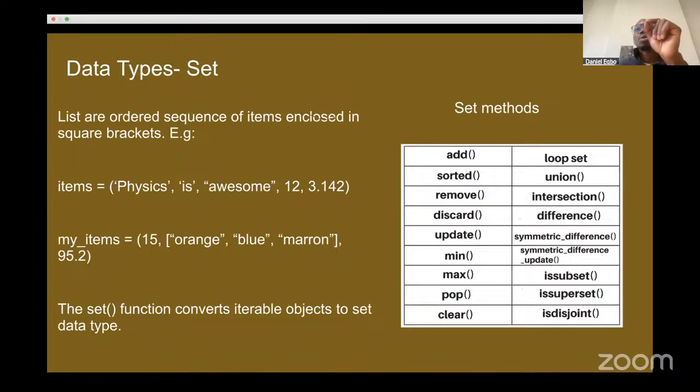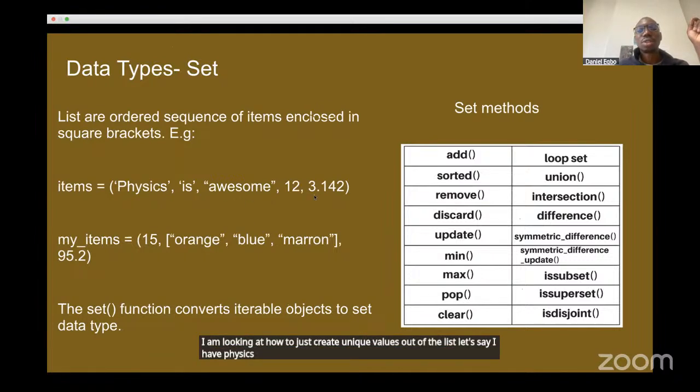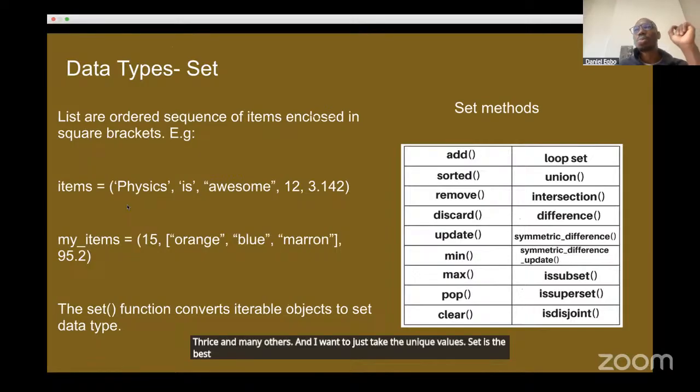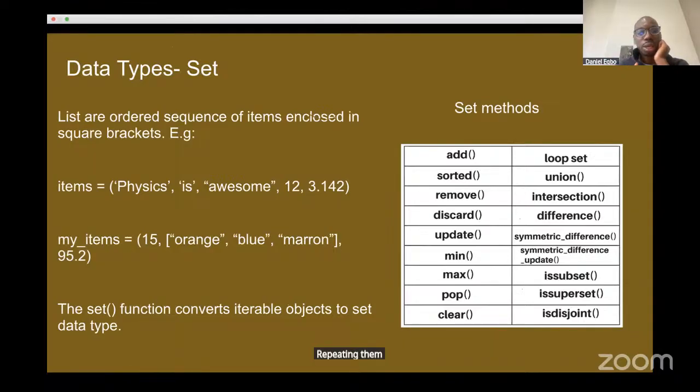containing multiple values, and you're looking at how to create unique values out of the list. Let's say I have physics twice here, and many others, and I want to just take the unique values. Set is the best bet. When you convert that list to a set, it automatically picks out only the unique values without repeating them. So that's just one unique thing about set.